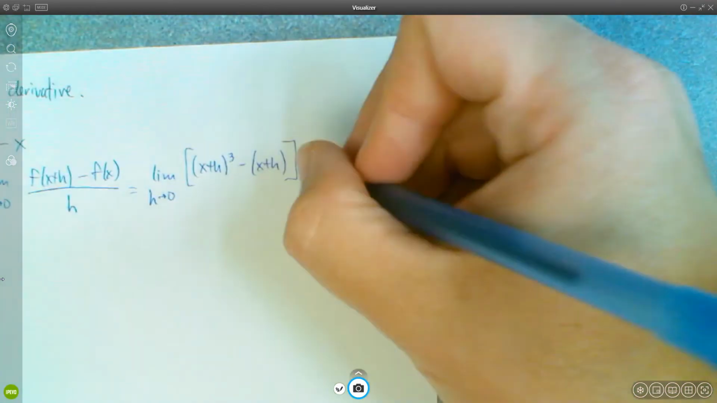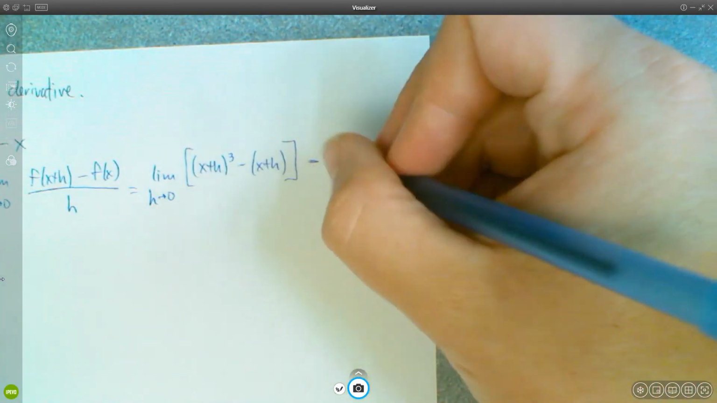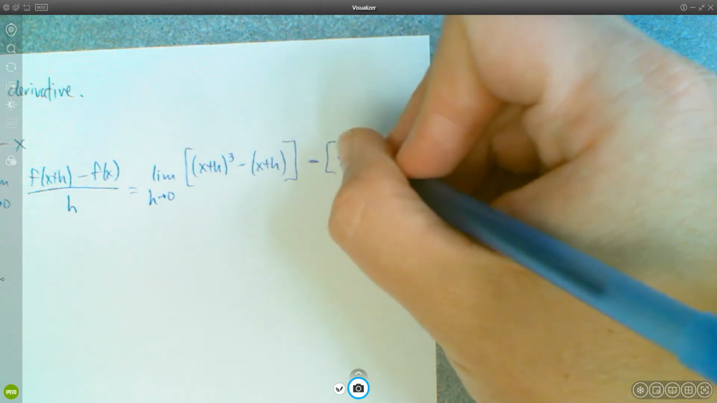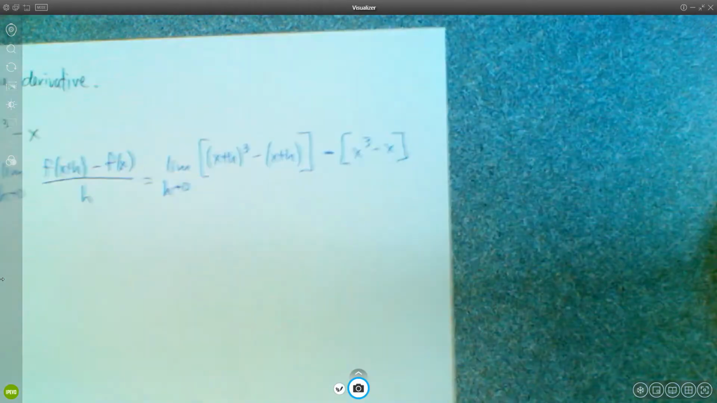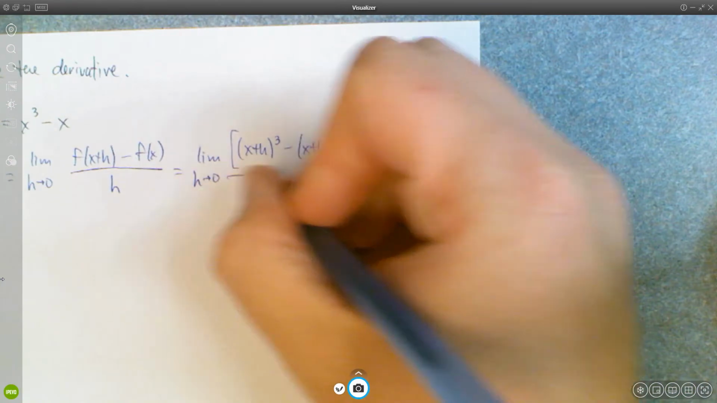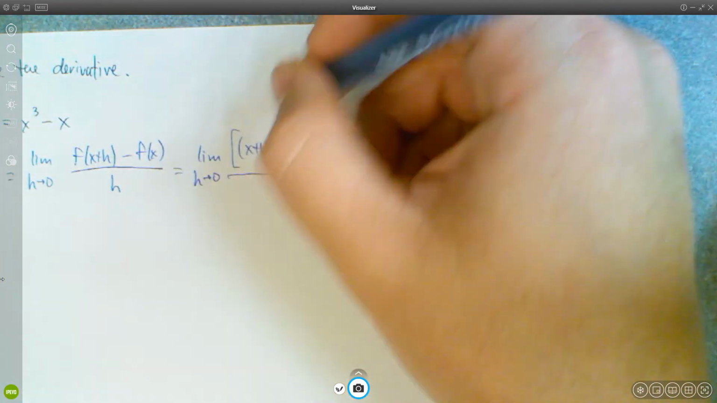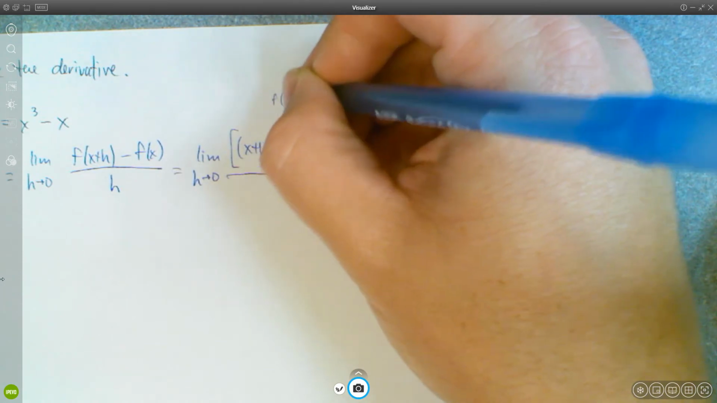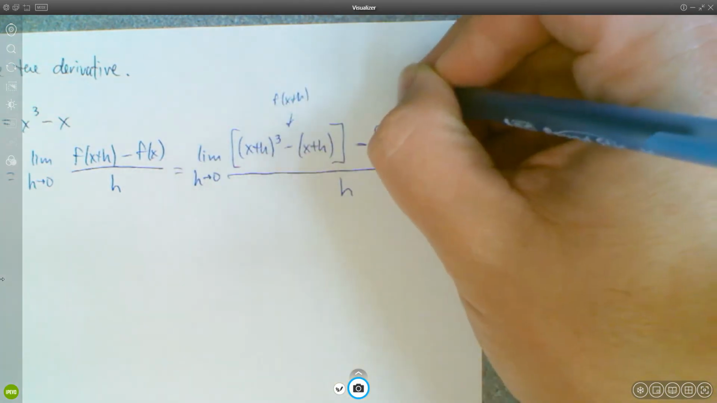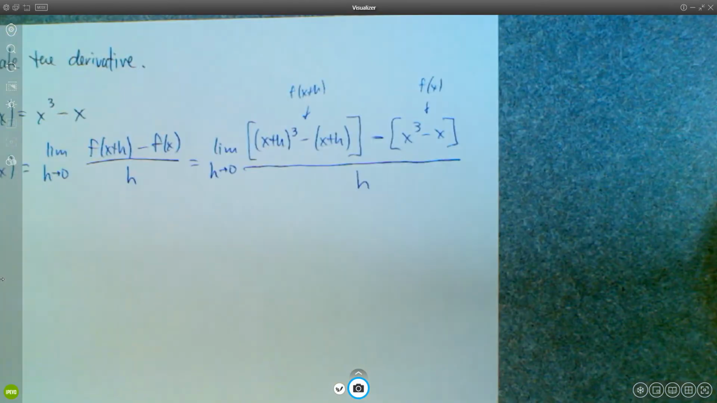And then minus f of x, right? So f of x is just the function itself, x cubed minus x, right? And then all over h, right? So this is f of x plus h. This is f of x. Right, so we've got f of x plus h minus f of x over h.